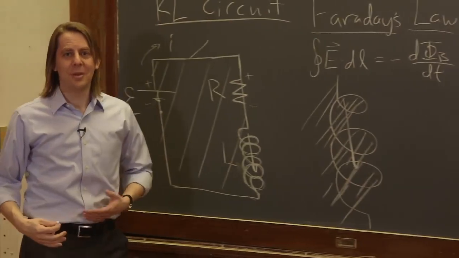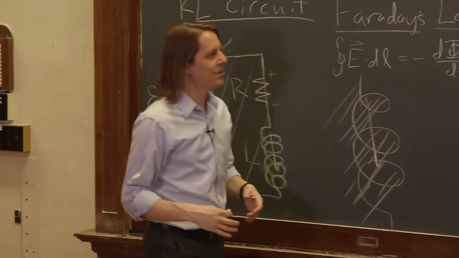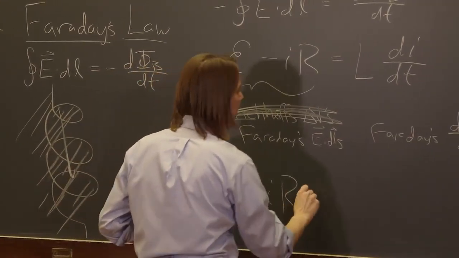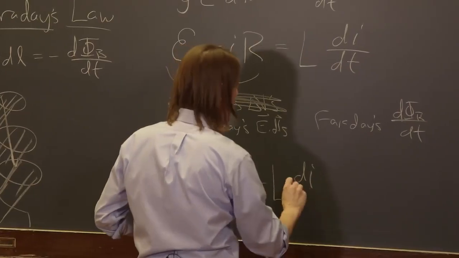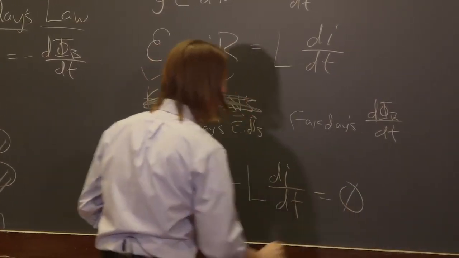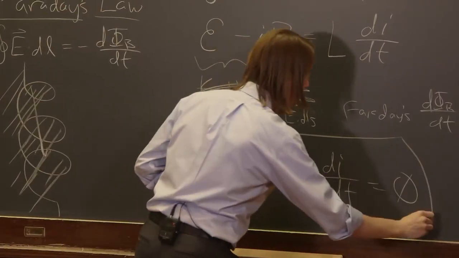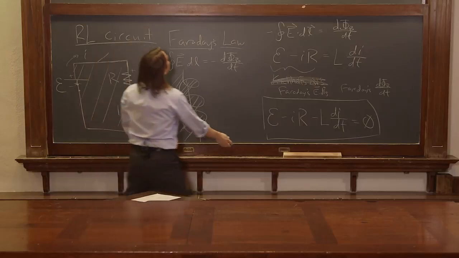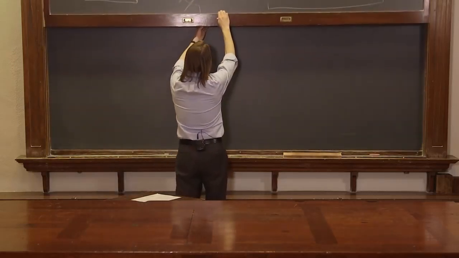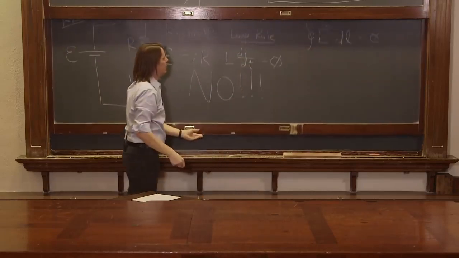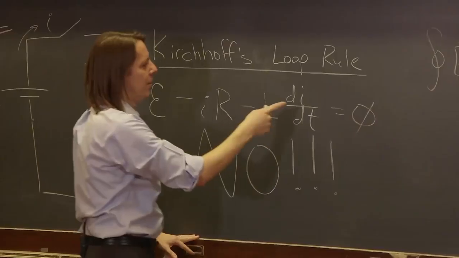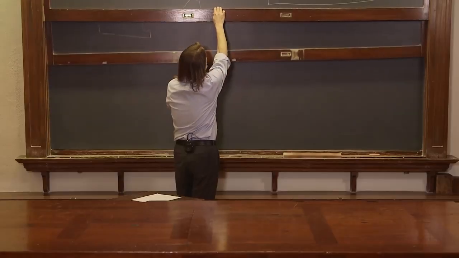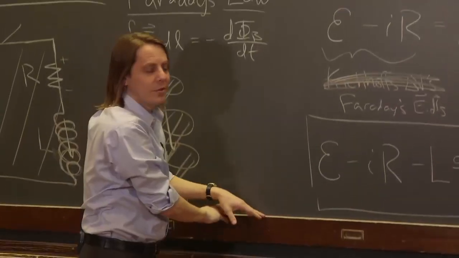And you can see why it's tempting to use Kirchhoff's analysis, because all we do is bring this over here, and we get the EMF minus I times R minus L dI/dt equals 0. This is our differential equation that we would use to solve for the current as a function of time. And you can see it looks just like what we got with Kirchhoff's loop rule: EMF minus IR minus L dI/dt equals 0. Problem is, this one is for the wrong reason. And this one is for the right reason. It's because of Faraday's law.